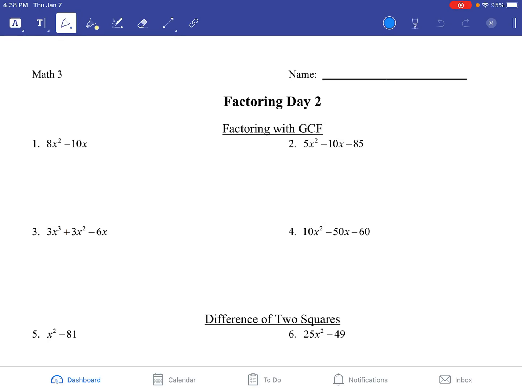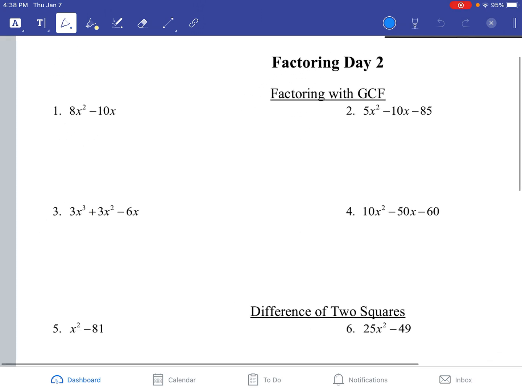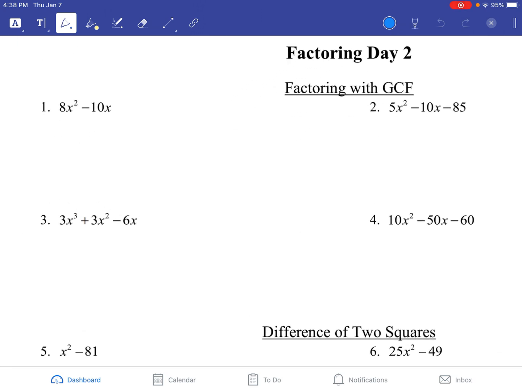So today we're looking at factoring day 2. There are going to be 3 other types of factoring that are new. All right. So the first one we're going to start off with is called factoring with the greatest common factor. This could have multiple parts to it.